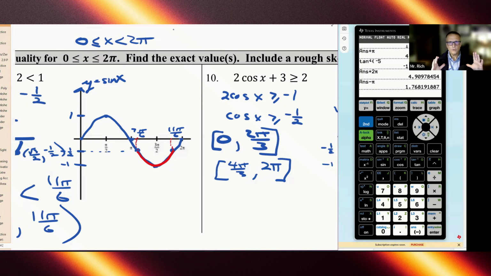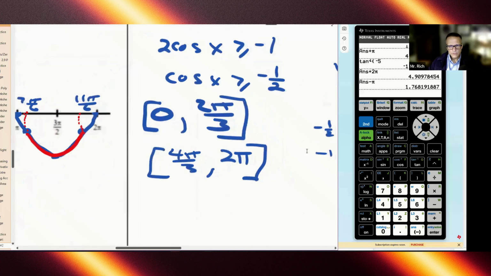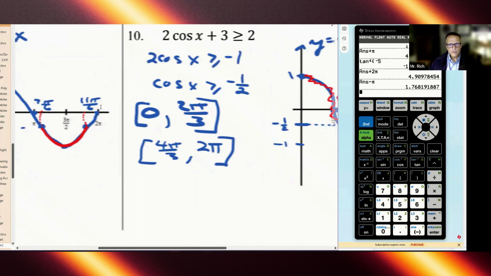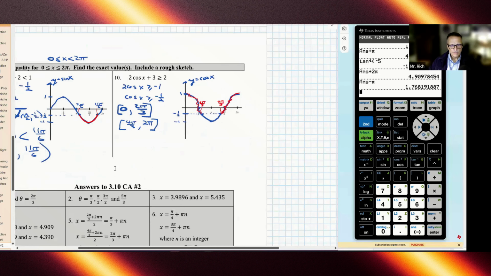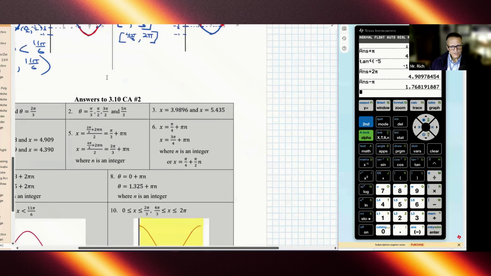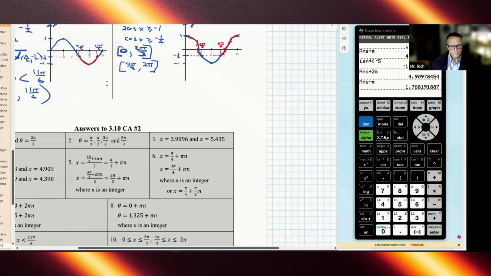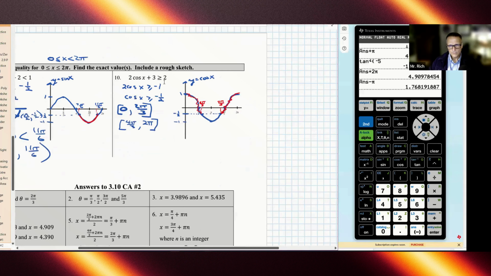They are not inclusive of 2 pi because why would we include 2 pi? It's coterminal to 0. So it's usually not inclusive. In which case, if that were true, I would not have been inclusive of 2 pi. I would have used a parenthesis right there. But that is how those inequalities are done. Let's check our answer: from 0 to 2 pi over 3 and 4 pi over 3 to 2 pi.